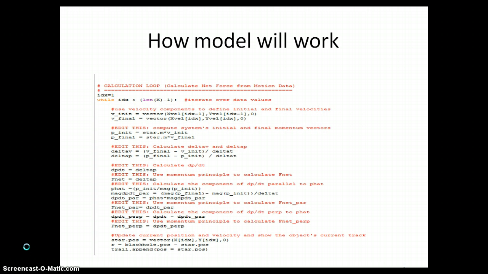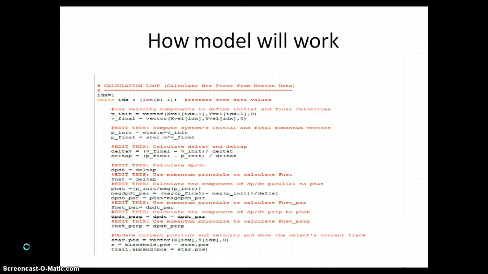Then, in order to model the star's motion, as well as calculate the black hole's mass, we had to calculate the star's velocity, which was calculated from the position data. The calculated velocities were then used to calculate the star's momentum. Now, because the star is orbiting a black hole, its motion is circular, or rather elliptical. So the net gravitational force acting on the star is made up of forces that are either perpendicular or parallel to the star's motion. These are F net perp and F net par respectively.